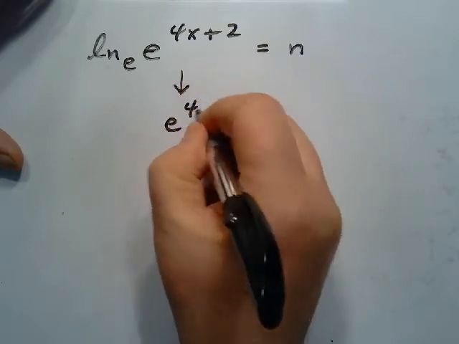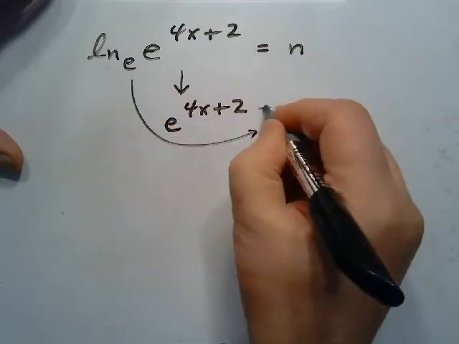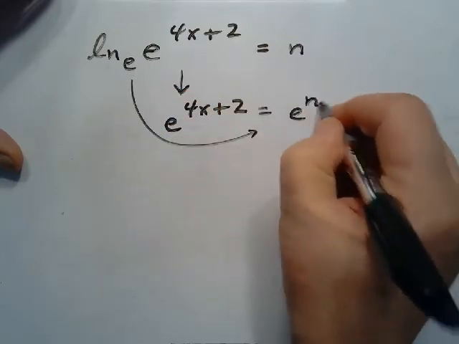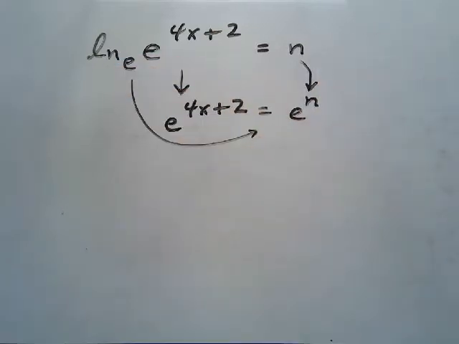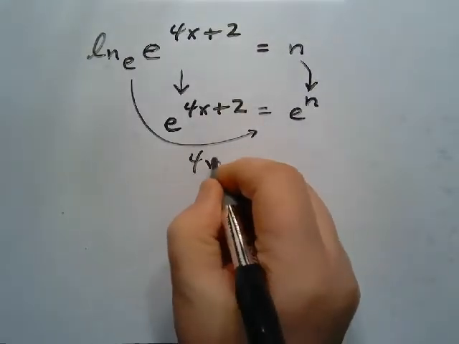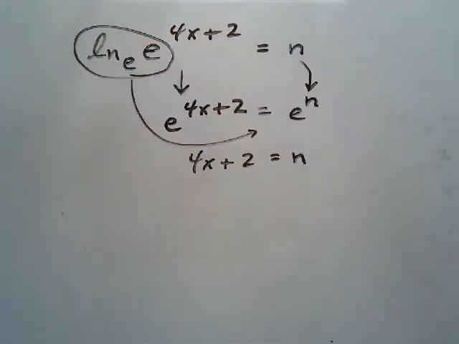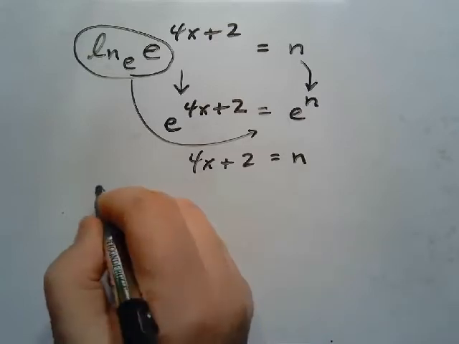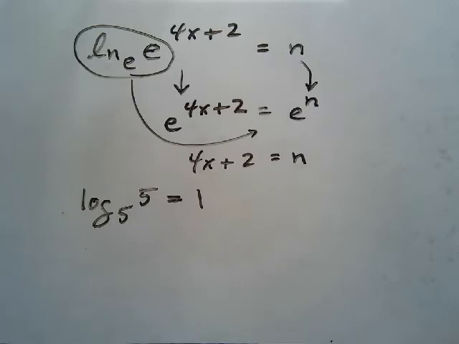And the whole result is e to the 4x plus 2. Put the base to the other side and apply the exponent. And as you can see, they have the same base, so the exponents must be equal here. So once again, the natural log base e and e undo each other, just like the log base 5 of 5 is also equal to 1. So the property is still the same, that these are undo operations of one another.